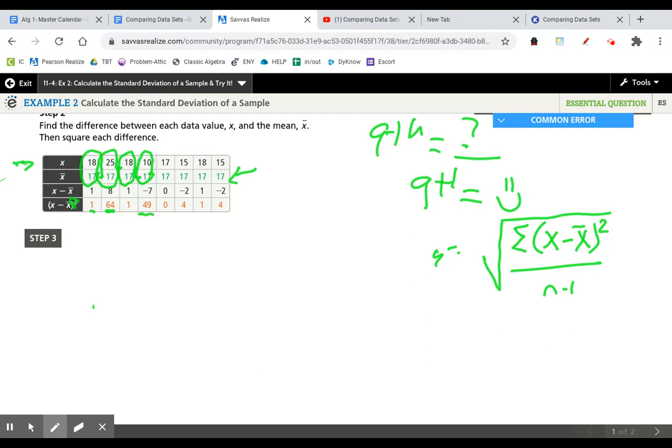We're going to keep going. 17 minus 17 is 0. 0 squared is 0. 15 minus 17 is negative 2. Negative 2 squared is 4. 18 minus 17 is 1. 1 squared is 1. And 15 minus 17 is negative 2. Negative 2 squared is 4. So it's taken all of those 8 data points and found out how far they were from the mean itself, which was 17, that whole row of 17s we used 8 times, and then it squared those, right? It squared that value.